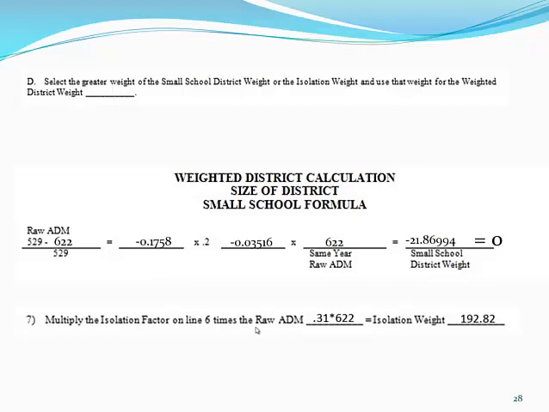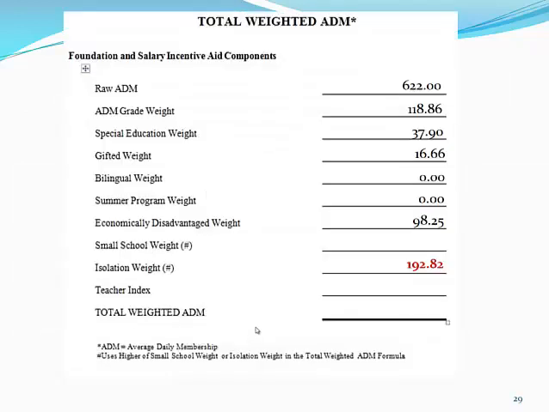Again, most districts don't get either. Some districts have small numbers on both. And you take the highest one. Okay? And so we're going to take 192.82. And we're going to bring that over to our running total. We're going to add that in. Okay? And you would simply put, for your small school weight, put 0.